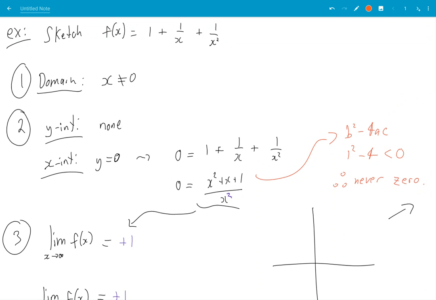Okay, so domain. For domain, I'm asking, what x values am I allowed to plug in here? Well, anything but 0, right? Okay, that's easy enough.